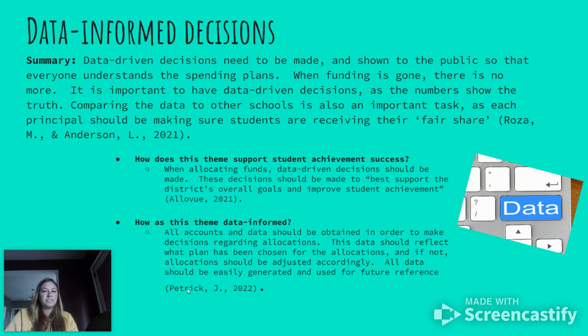How does this theme support student achievement success? When allocating funds, data-driven decisions should be made. These decisions should be made to best support the district's overall goals and improve student achievement. How is this theme data informed? All account and data should be obtained in order to make decisions regarding allocations. This data should reflect what plan has been chosen for the allocations, and if not, allocations should be adjusted accordingly. All data should be easily generated and used for future references.